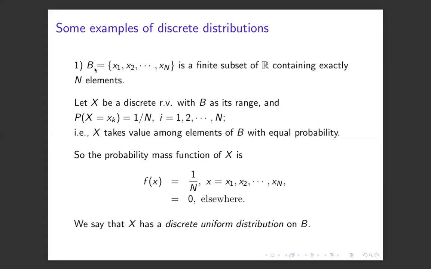So let B be a finite set consisting of exactly capital N elements, x1, x2, up to x sub n. Let X be a random variable such that the probability of capital X equal to little x_k is 1 over N for all the points in B.